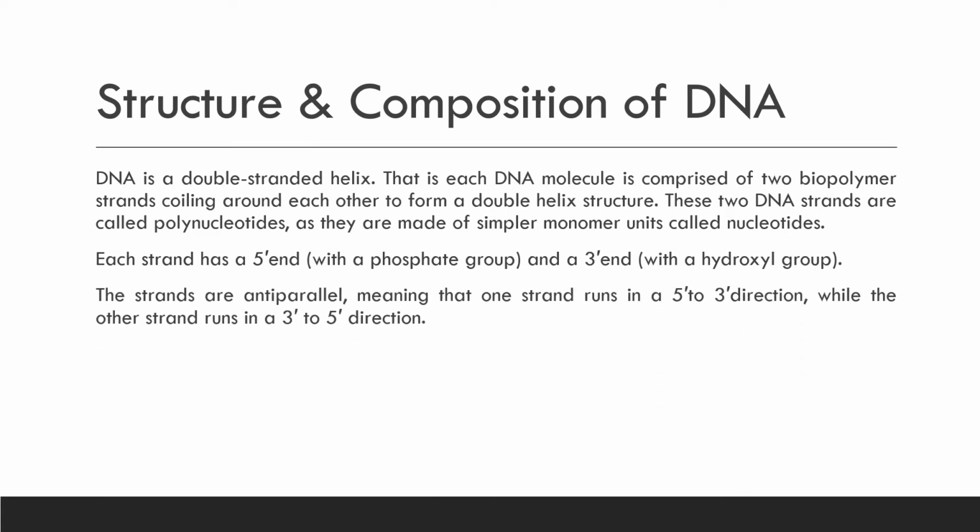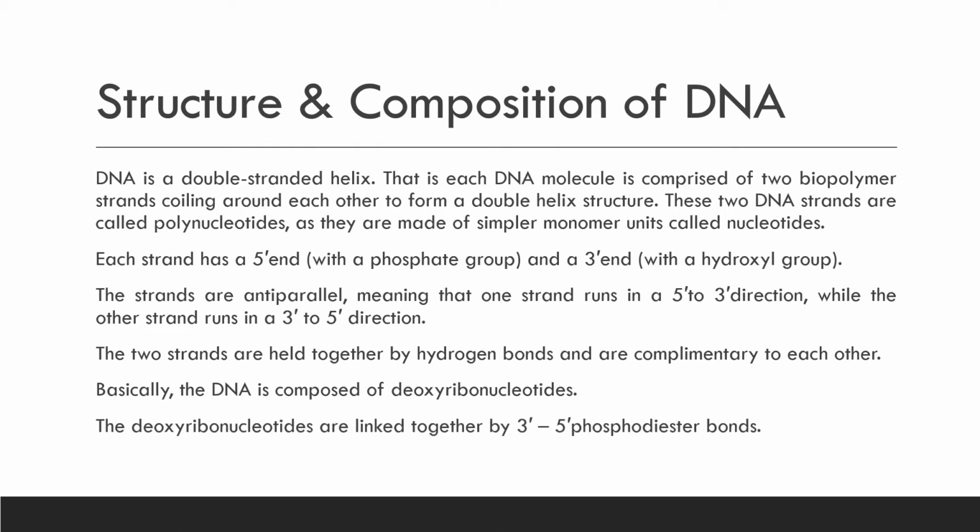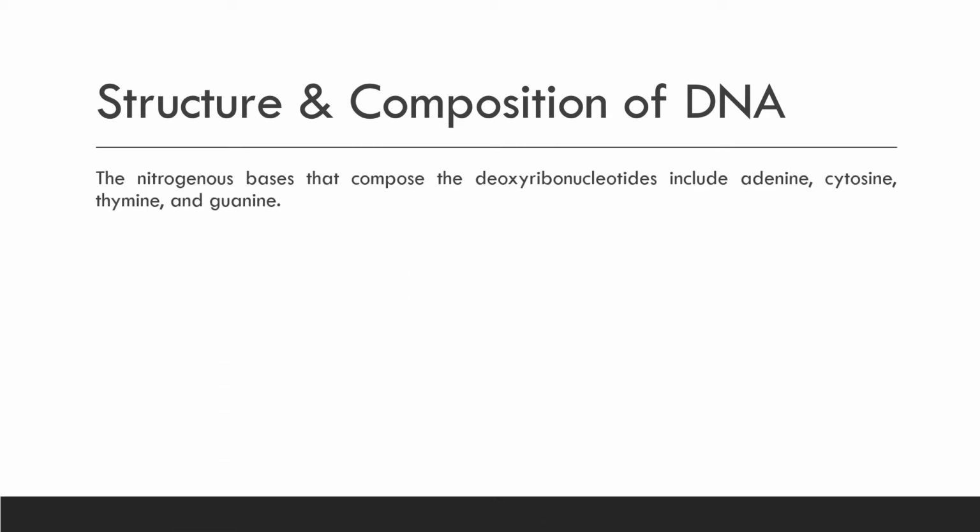The strands are anti-parallel, meaning that one strand runs in the 5' to 3' direction while the other strand runs in the 3' to 5' direction. The two strands are held together by hydrogen bonds and are complementary to each other. Basically, DNA is composed of deoxyribonucleotides. Deoxyribonucleotides are linked together by 3',5' phosphodiester bonds. The nitrogenous bases that compose the deoxyribonucleotides include adenine, cytosine, thymine, and guanine.